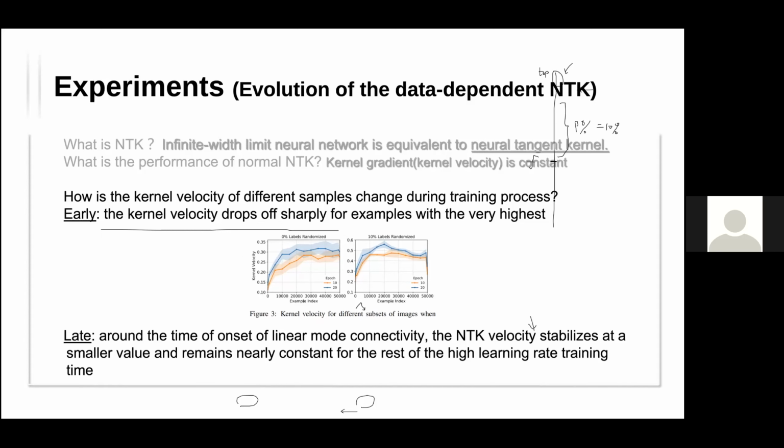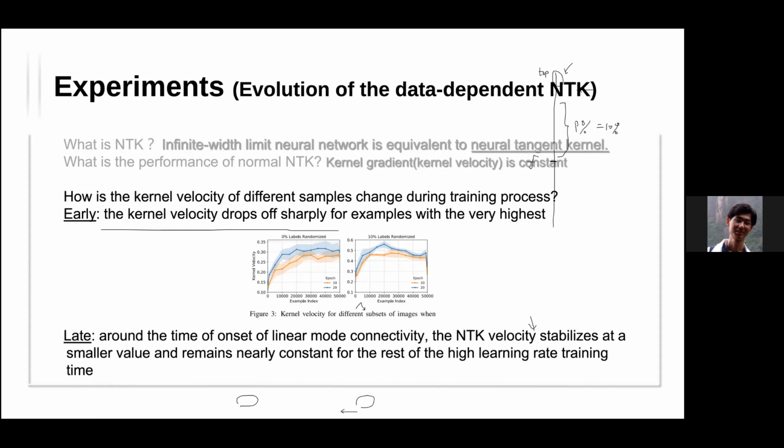And the performance of normal NTK is that they found the kernel gradient, or from my personal understanding, the kernel velocity, is constant during training. What do you mean by the kernel velocity? It's the kernel gradient. The gradient is constant, which means that it will not change during the training. So after knowing this, they ask how the kernel velocity or kernel gradient of different samples changes during the training process.